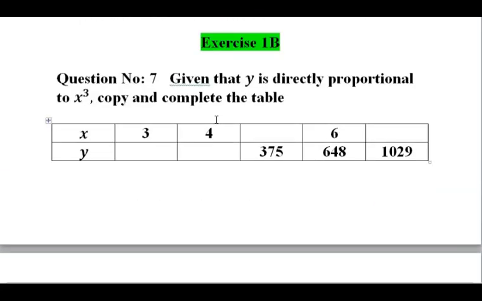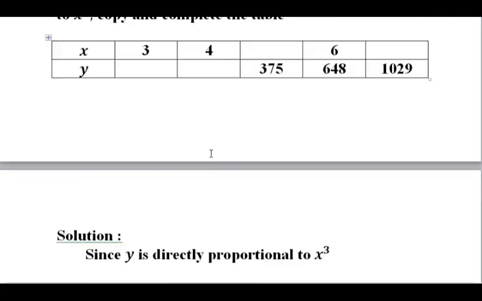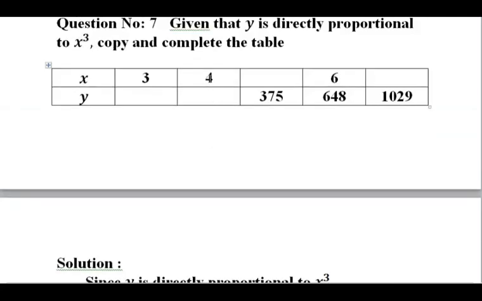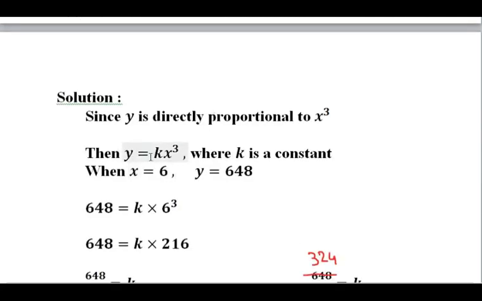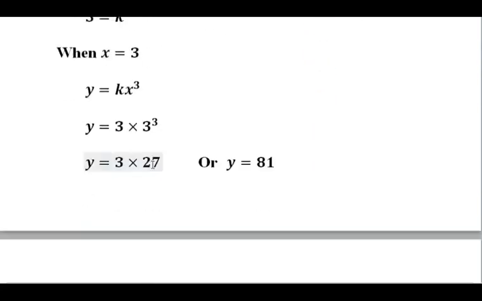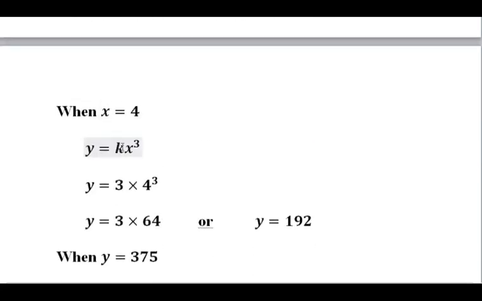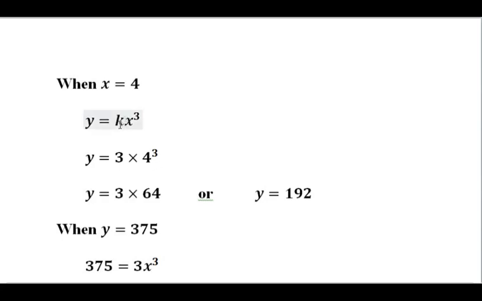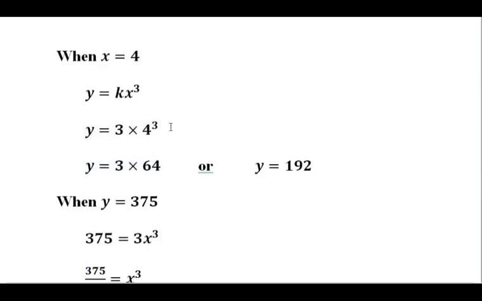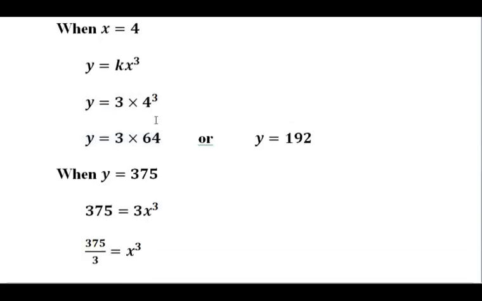For the second column of this table, where x is 4, we can easily find the value of y by putting k equals 3 and x equals 4 in the equation y equals kx cube. So when x equals 4, the equation becomes y equals 3 multiplied by 4 raised to the power 3. Now 4 raised to the power 3 means 4 multiplied by 4 multiplied by 4. Their total product is 64. 64 times 3 equals 192.